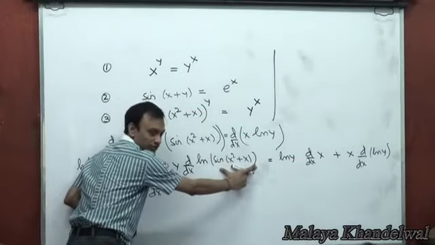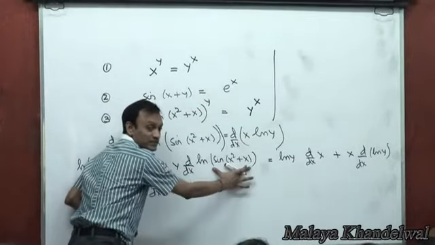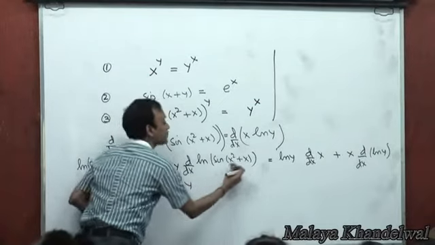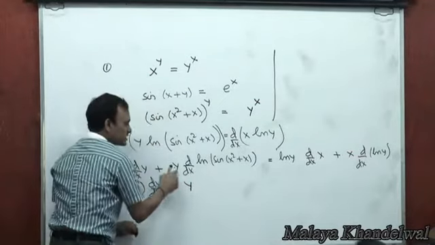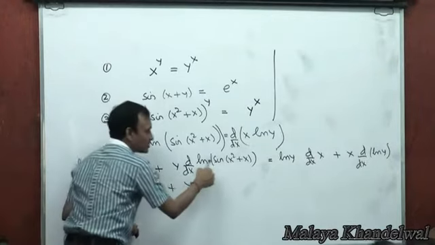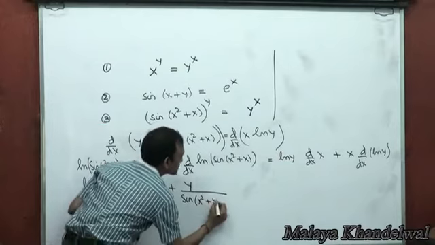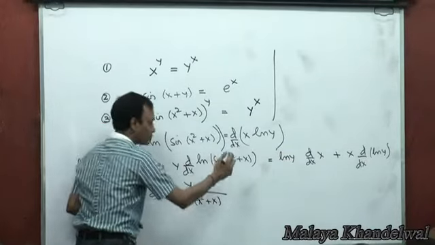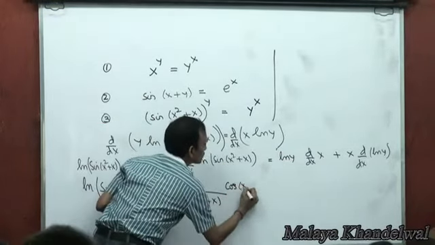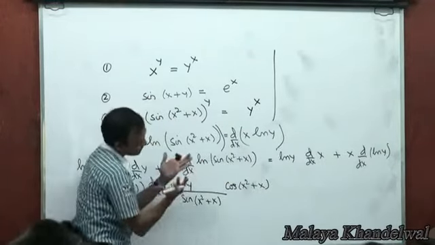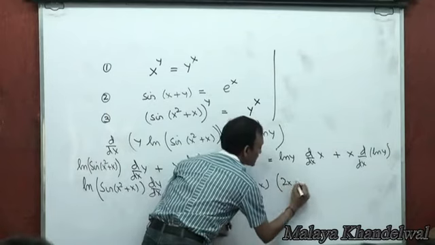Now chain rule for this. You want to differentiate with respect to x. So go from outside to inside. So ln would give me, this y is there replicated, 1 by sine of (x squared plus x). Sine will give me cos. And then x squared plus x would give me? Absolutely, 2x plus 1.